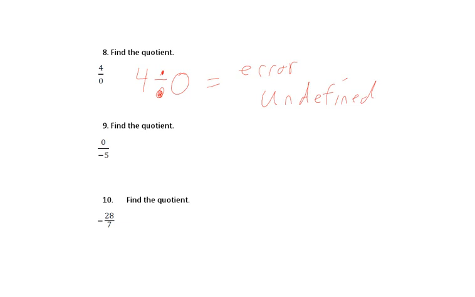But with 0 on top, there is an answer. It's just 0. As for negative 28 divided by 7, well, 28 divided by 7 is 4, and negative divided by positive is still negative. So the answer is negative 4.